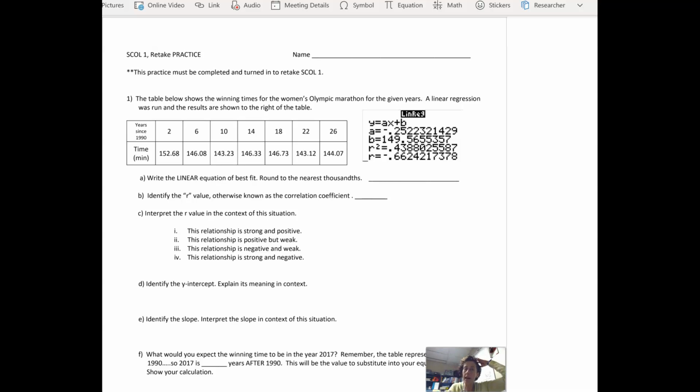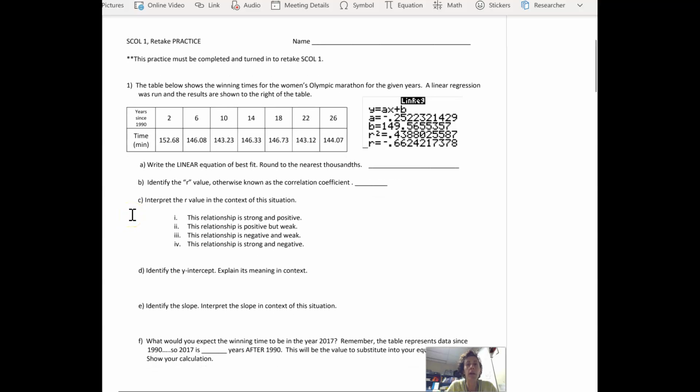Hey everyone, Mrs. Slauson. So we are looking at the Showcase of Learning 1 retake practice. And when you are finished with this, you do need to bring it back to me. We'll make sure that it's done, and then we'll get you set up for a time where you can retake that Showcase of Learning.